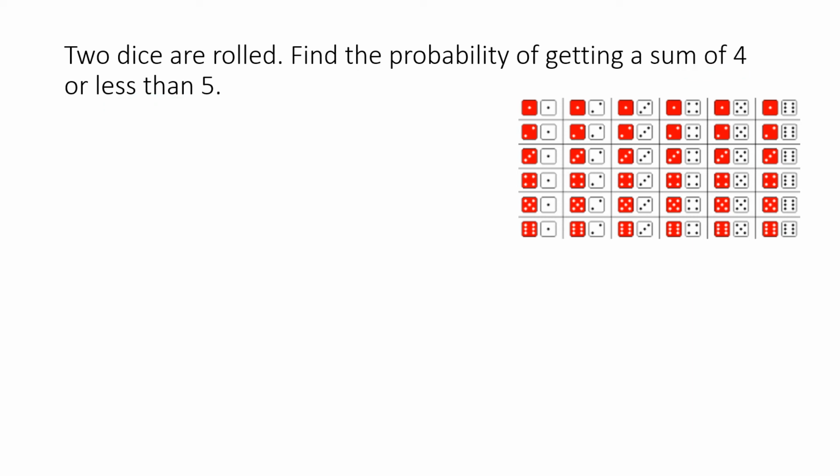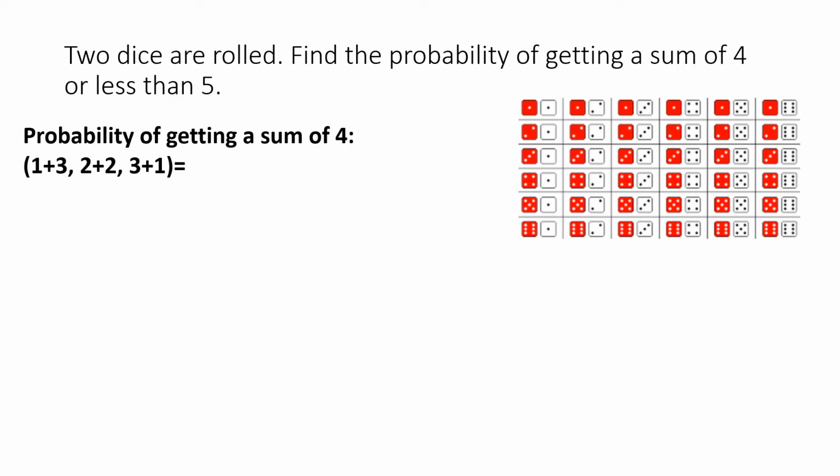Okay, so let's find out the answer here. The probability of getting a sum of 4. Tingnan natin. Pag nag-add ka ng 1 plus 3, 2 and 2, at 3 plus 1, you have the probability of 3 over 36. Tatlo yan out of the 36 possible outcomes.